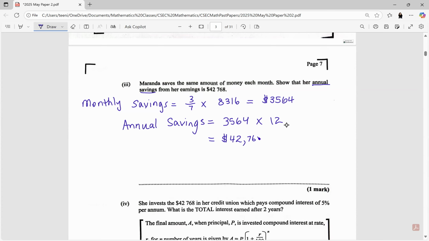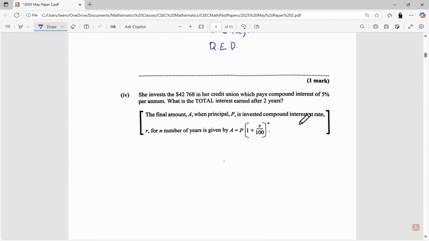So we write QED, meaning that it's proven, right? Because the question tells us to show that it was what her annual savings would be. And that's how you would show it. When you have to do a proof or any question that says show, you work it out just to show that the solution, or at least the answer, is the same as what they got. All right.